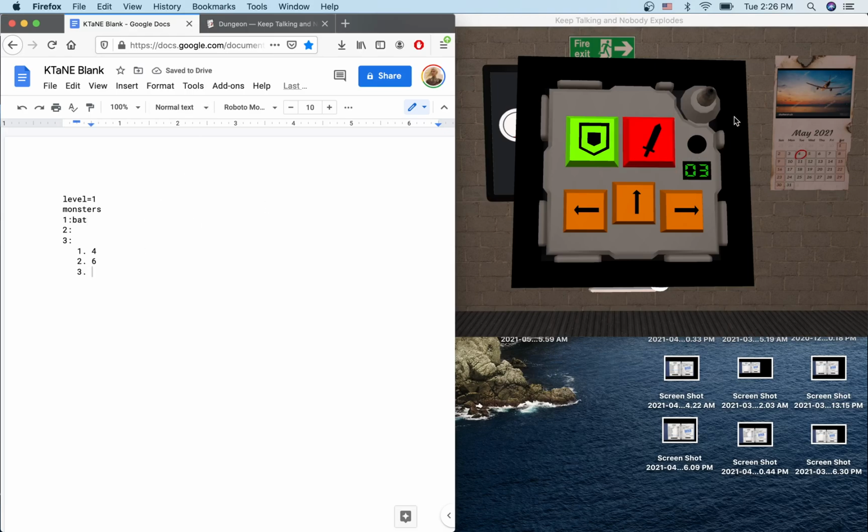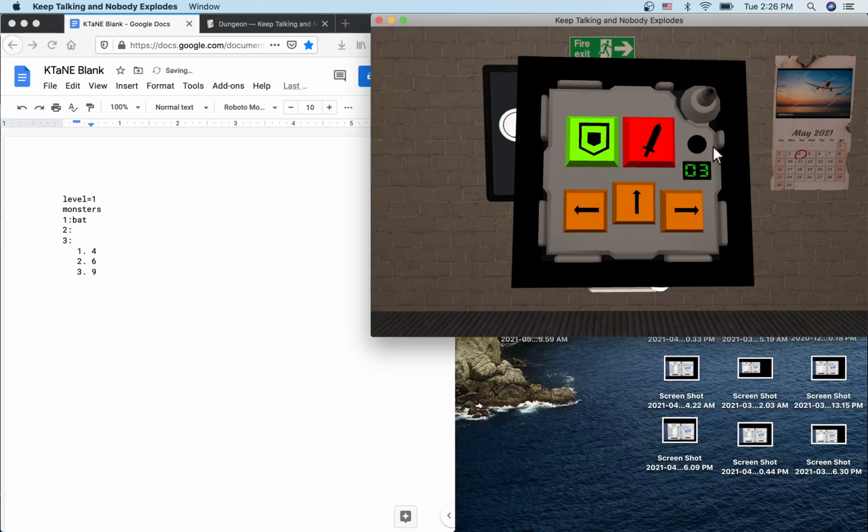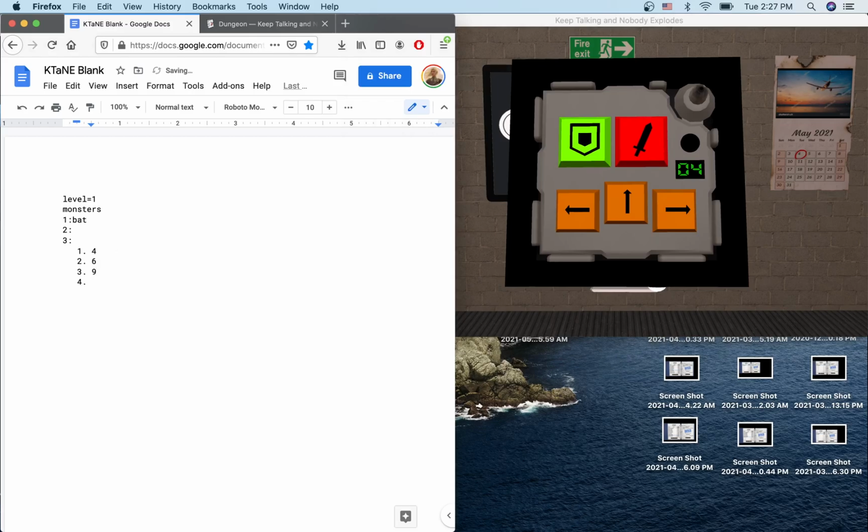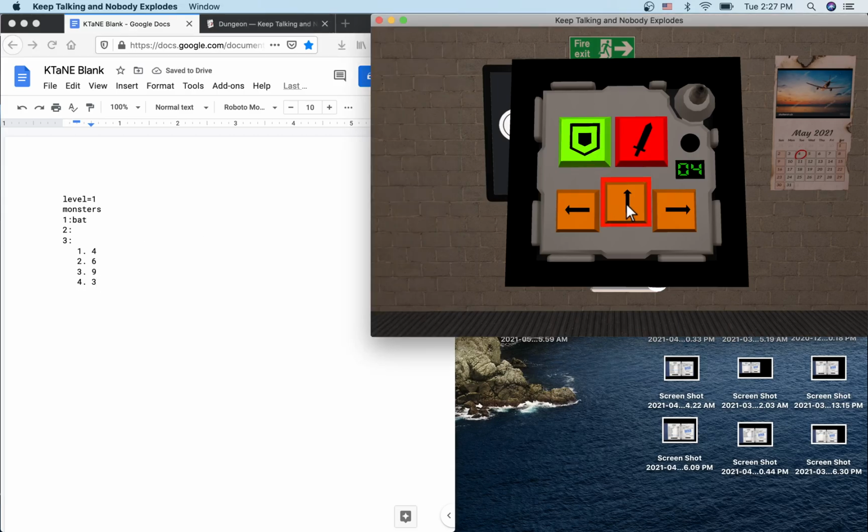For stage 3, we're still on the part of just adding our previous roll and stage number, so this is 6 plus 3, or 9. Now 9 is going to be 7, 8, or 9, so that is to the right. We're going to move to the right. No monster, proceed with the next dice roll. 9 plus 4 is 13, minus 10 is 3. 3 is going to correspond with forward.